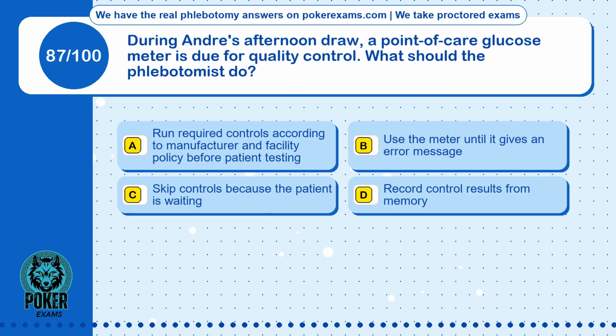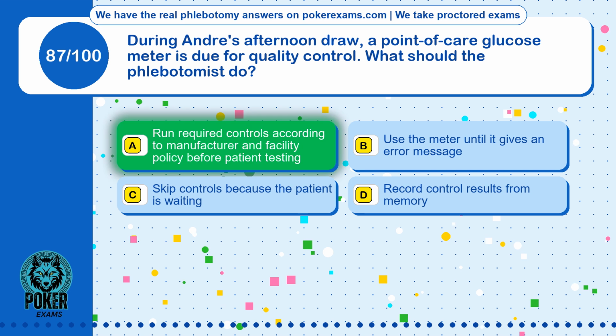Question 87. During Andre's afternoon draw, a point-of-care glucose meter is due for quality control. What should the phlebotomist do? Option A. Run required controls according to manufacturer and facility policy before patient testing. Option B. Use the meter until it gives an error message. Option C. Skip controls because the patient is waiting. Option D. Record control results from memory.